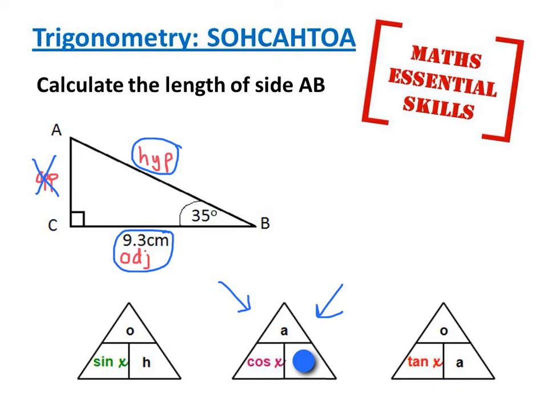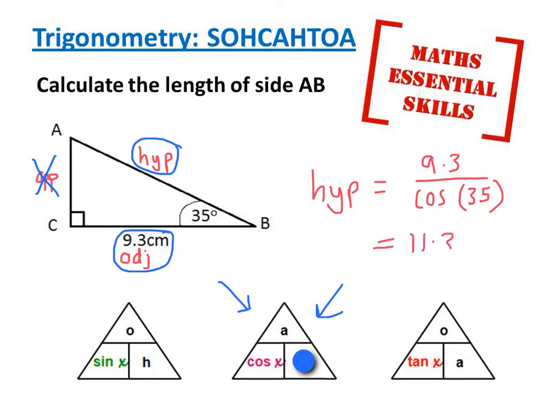Well, here when I've covered the hypotenuse up, I can see I'm left with that the hypotenuse is calculated by putting the adjacent, 9.3, and dividing this by cos of my angle, which is 35, and note I've put my angle in a bracket. Now on the calculator this gives me an answer of 11.35 centimetres.